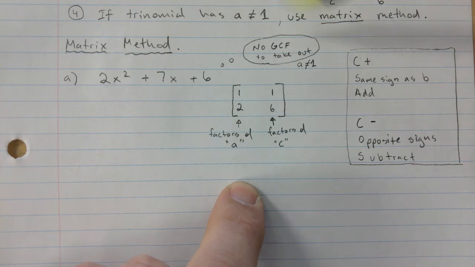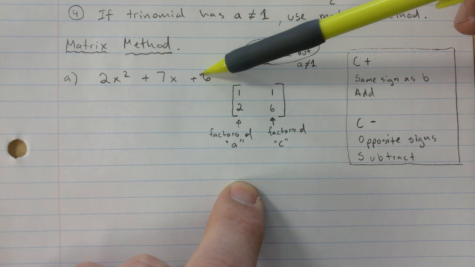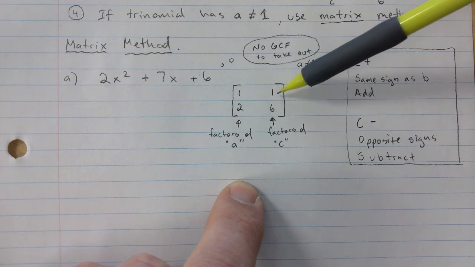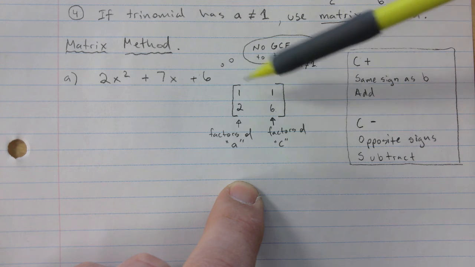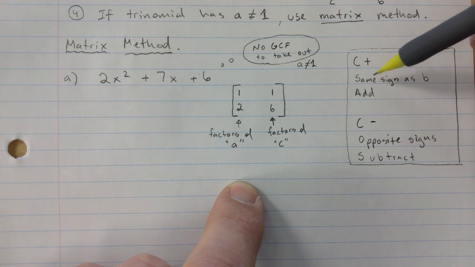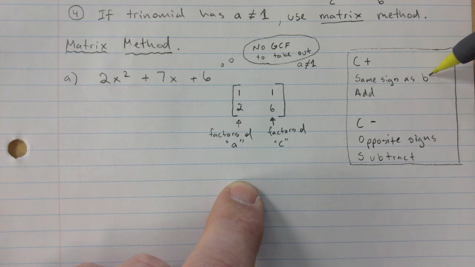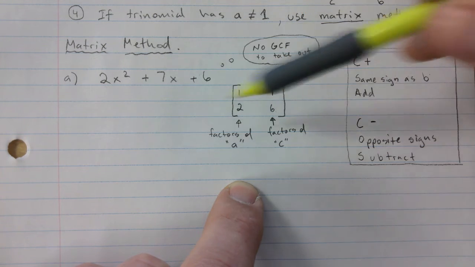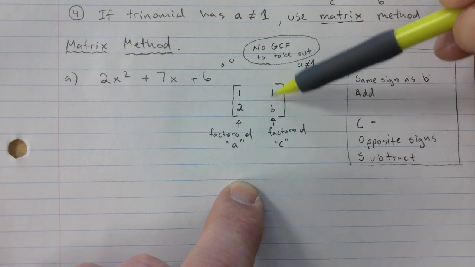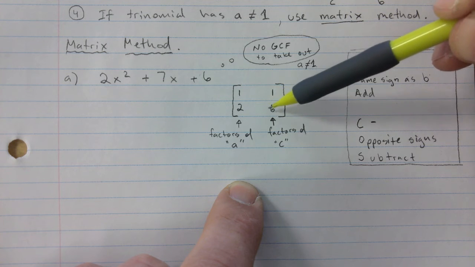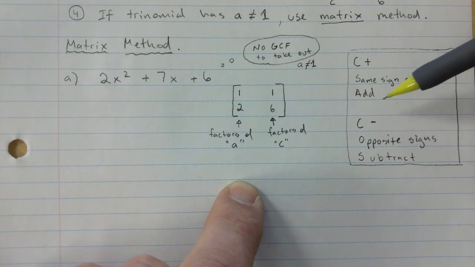So C is positive, right? We notice that. That means that both of these factors of C will have the same sign as B. That's what I'm trying to say here. And B is positive as well. So we can be guaranteed that both of these will have to be positive. And add, that's what comes next.